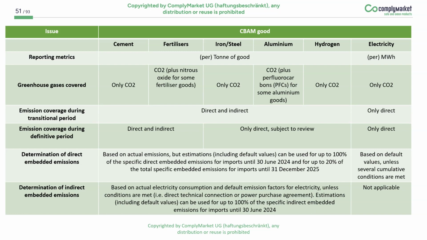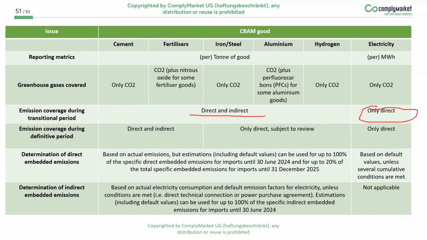So for electricity, for example, you need to report greenhouse gases, so only CO2, and emission coverage during transitional period. For electricity, you need only direct emission, but during transitional period, for all others, you need direct and indirect emission. But during the definitive period, that's the period after 26, it's called the definitive period.